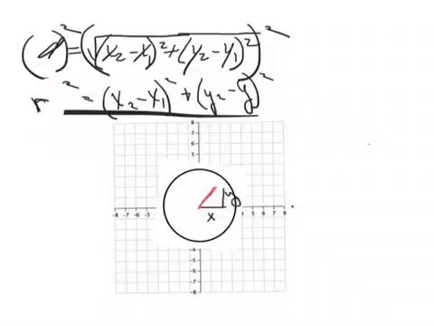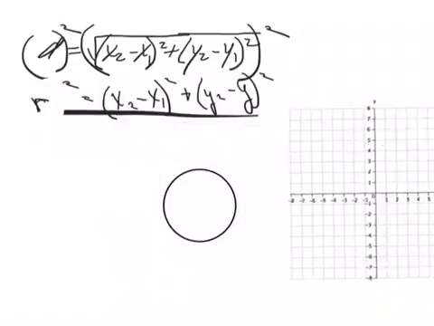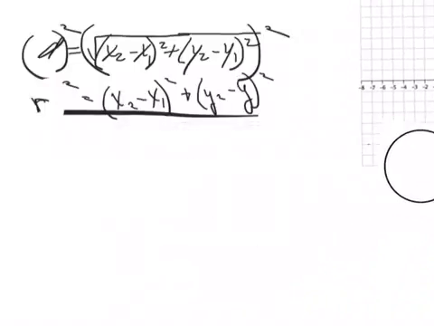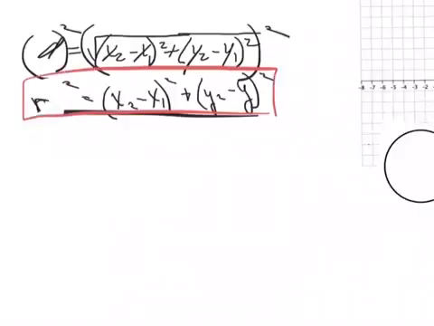So I can use the distance formula that I have right here for my equation for my circle. Alright, so for example, let's say that I have a circle whose center is -3, 2, and let's say that the radius is 5. And I am interested in finding the equation of that circle. Center is at -3, 2.